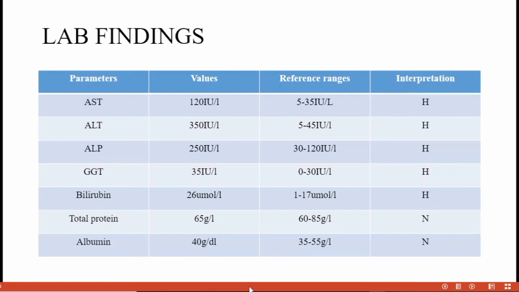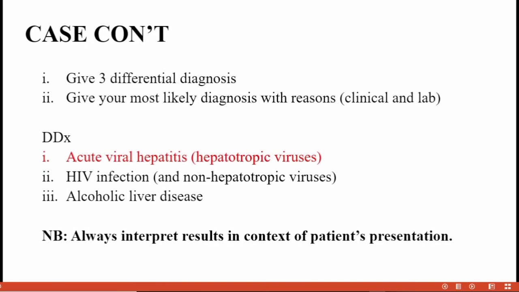Total protein was normal, albumin was also normal. That means it's something acute. Usually in chronic liver disease, the synthetic functions reduce, so the protein and albumin levels reduce, and the clotting factors also reduce. That's when you get to see gross ascites and all other manifestations. So the questions over here are: give 3 differential diagnoses and what's your most likely diagnosis. I think everything is clear over here.